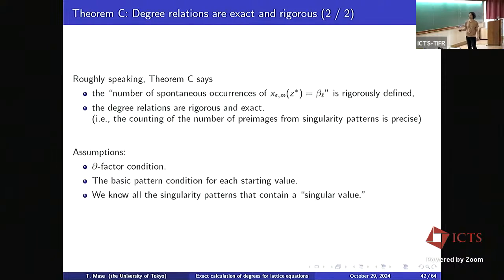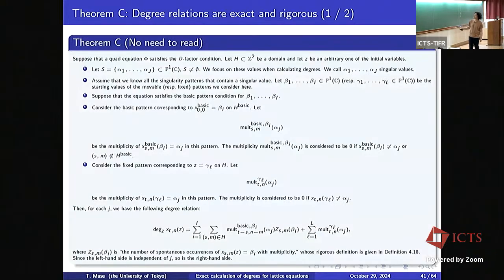And then, of course, there are some assumptions like the Hepton condition, the basic pattern condition, and the third assumption is important. We know all the singularity patterns that contain a singular value. What is a singular value? The singular value is the value we look at as the number of pre-images.